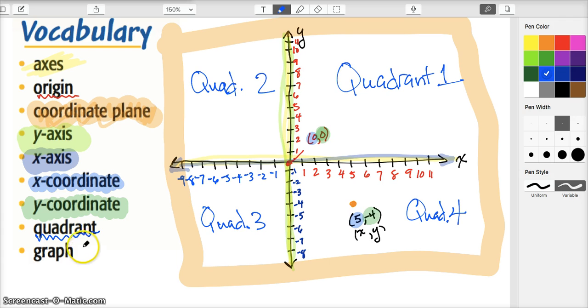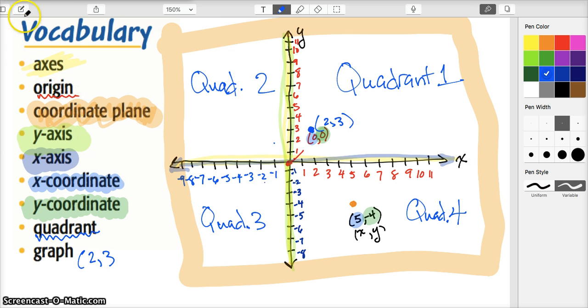And finally, graph. Graph is the placing of points and dots and lines and other figures on the coordinate plane. So it's the placement of, and so we would call that graphing a point. So we might be asked to graph the point (2, 3). And so we go over to 2 on the x-axis, 3 on the y, and say, okay, there's the point (2, 3). All right, hopefully that made sense.